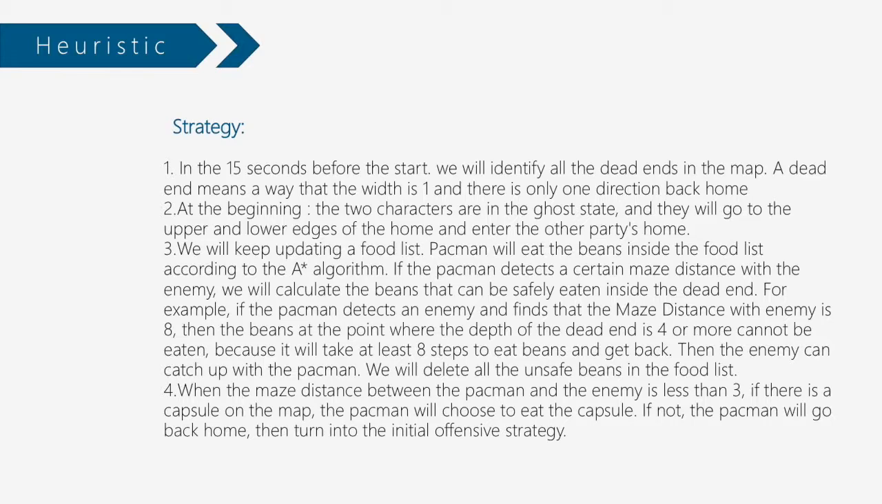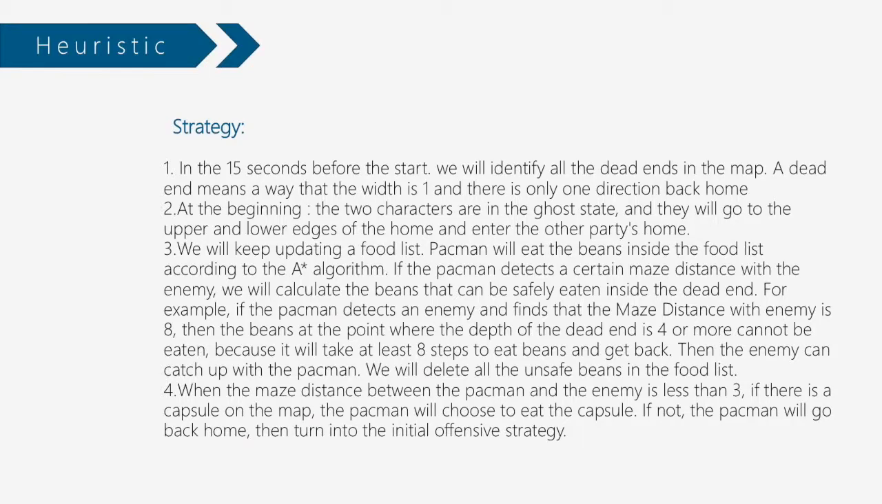First, in the 50 seconds before the start, we will identify all dead ends in the map. A dead end means a way that the weight of it is 1 and there is only one direction back to home. Second, at the beginning, the 2 characters are in the goal state and they will go to the upper and lower edge of the home and enter the other party's home. We will keep updating a food list. Pacman will eat the beans inside the food list according to the A-star algorithm.